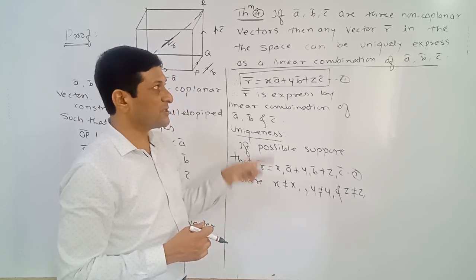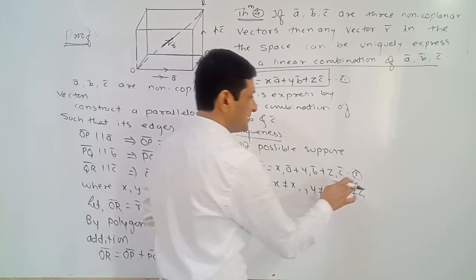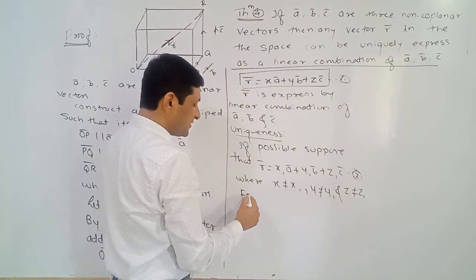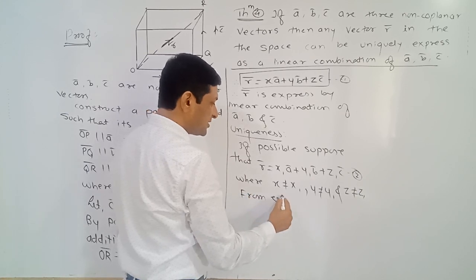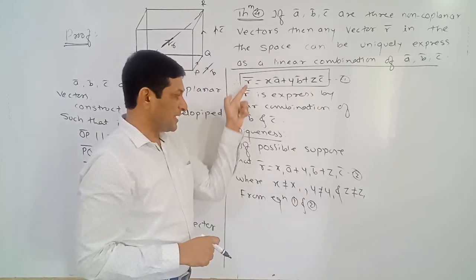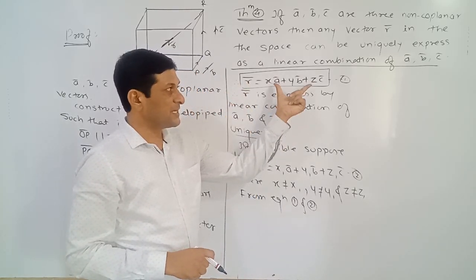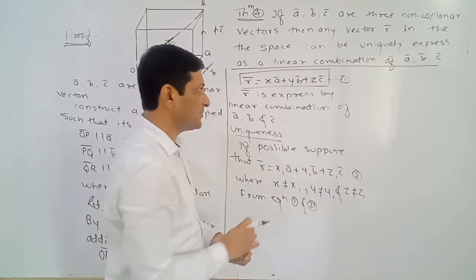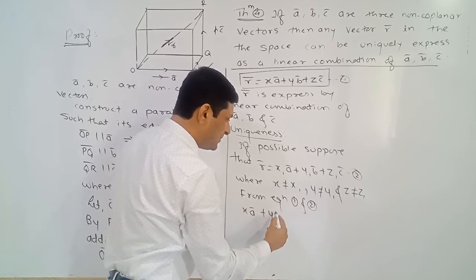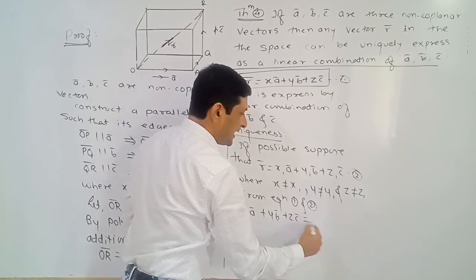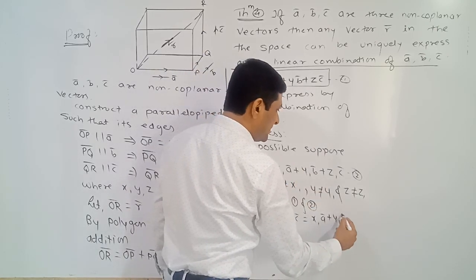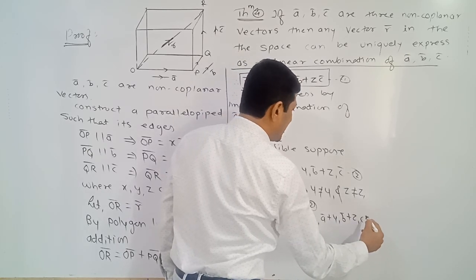Let us check whether our supposition satisfies the given condition or not. If you observe the first and second equations, let us see what result we get. Since the left hand sides are equal, we can say that the right hand sides are also equal. What is the right hand side of the first equation? x a bar plus y b bar plus z c bar. And what is the right hand side of the second equation? x1 a bar plus y1 b bar plus z1 c bar.